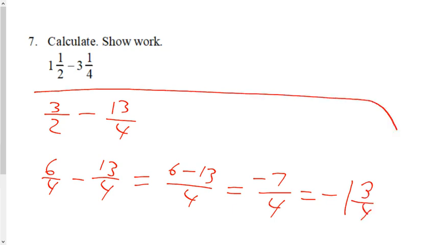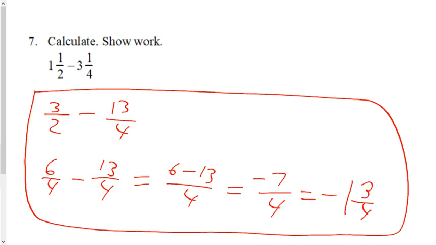So probably that's the expectation of work. Probably all of that exists somewhere on their paper. 1 point for the work and 1 point for the correct answer of negative 1 3/4.